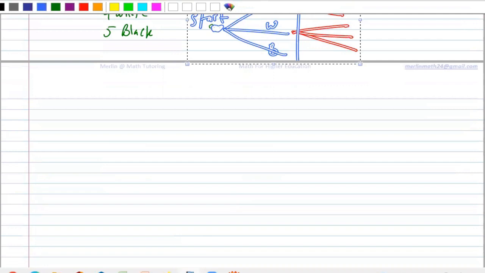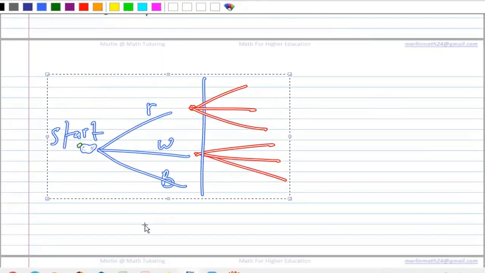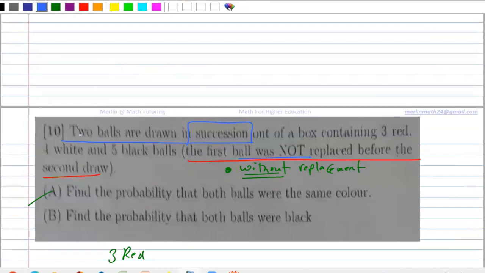Okay. The most important thing is that the tree should be very clear, because your answers are based on that tree. So you see what I'm doing: this is representing the first selection. Now the second selection right here, and that's it. I stop because they say I draw two balls. Finish.